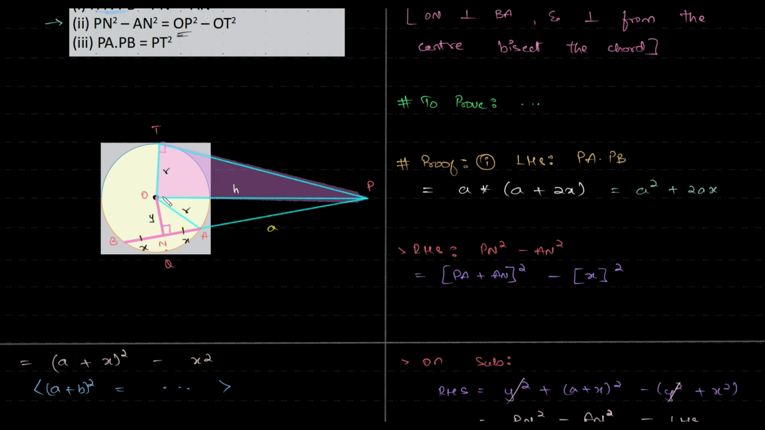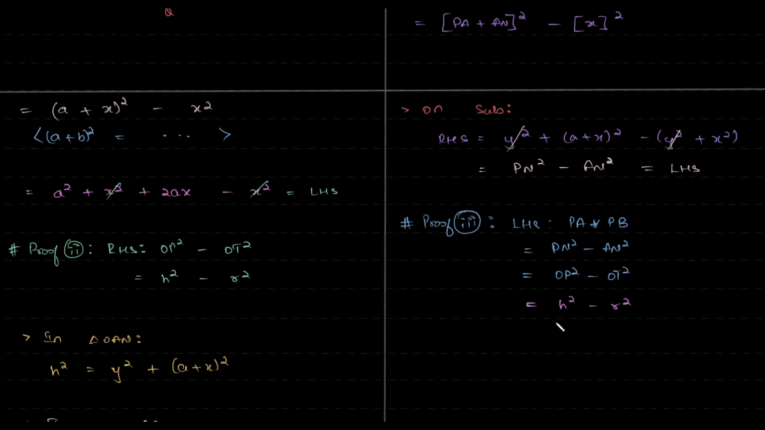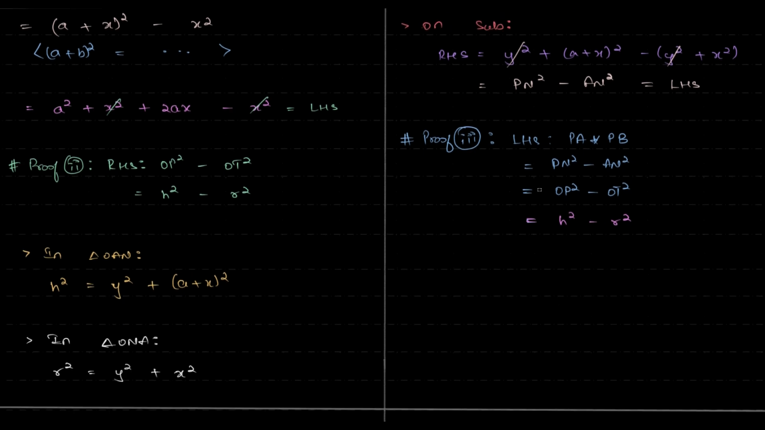Yes. Since the radius and the tangent subtend an angle of 90 degrees, using Pythagoras theorem we can tell PT square is also equal to h square minus r square. Is it not? Actually, you need not write even this. This need not even be mentioned, but let it be. So then we'll move on to RHS.